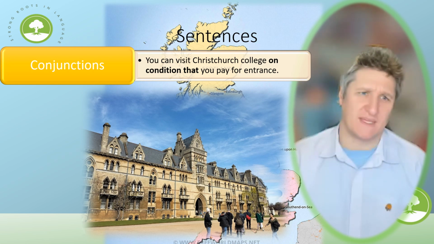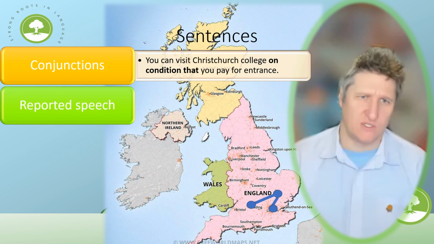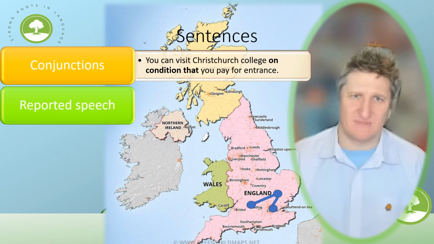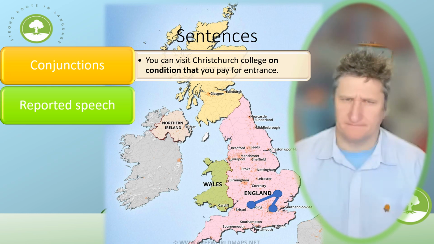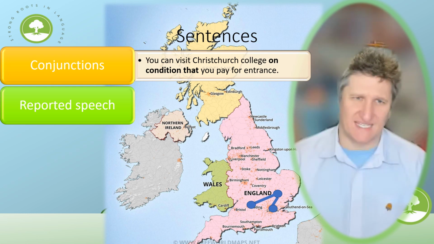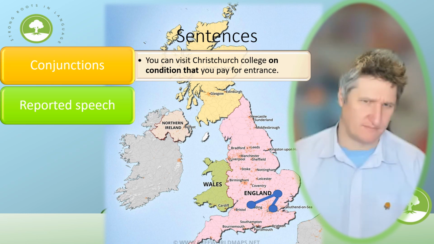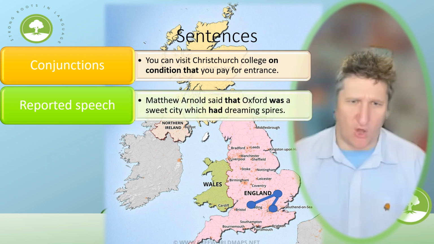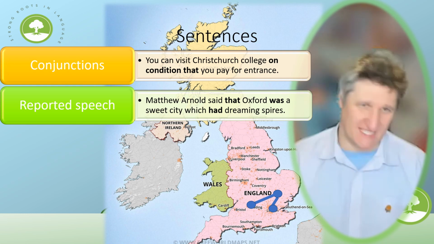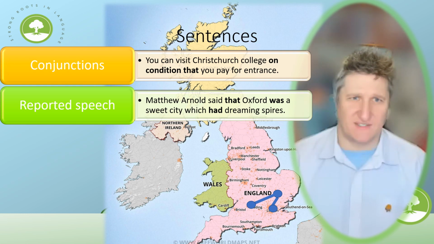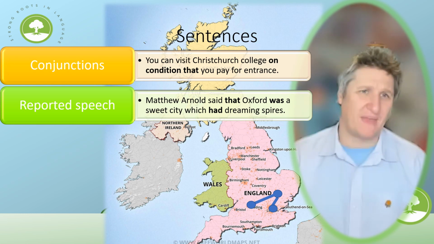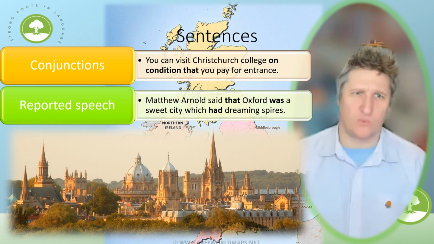You will also be expected to report speech using appropriate tenses and, in the writing exam, punctuation. The rule of thumb, when it's indirect reported speech, is that the verb form goes back a tense. So if Matthew Arnold said, Oxford is a sweet city which has dreaming spires, then it would be reported as Matthew Arnold said that Oxford was a sweet city which had dreaming spires.